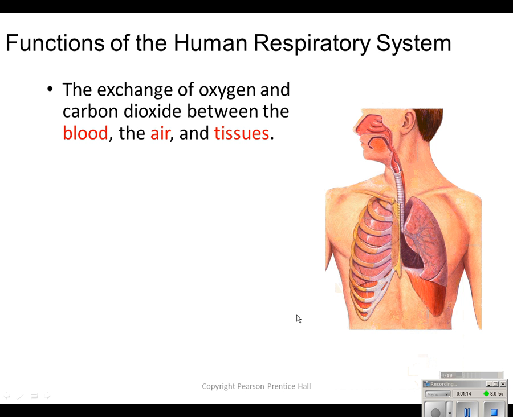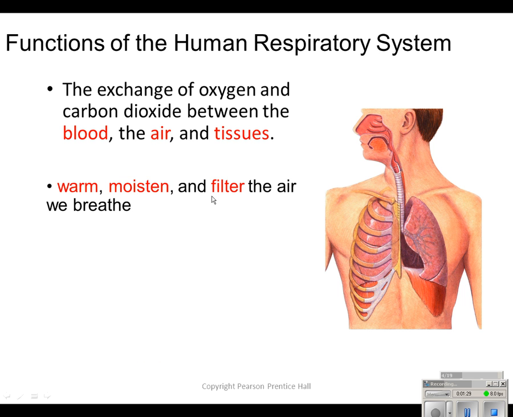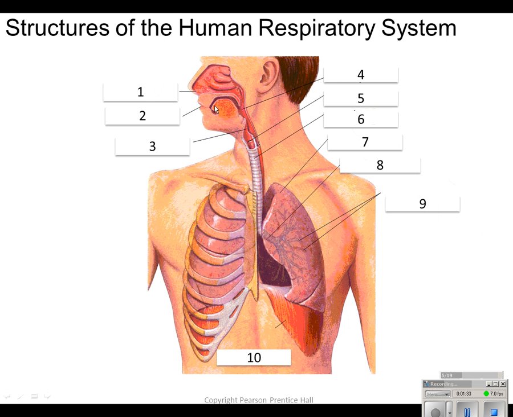The respiratory system not only allows us to breathe so that we have the needed nutrients, but it's really the exchange of oxygen and carbon dioxide between the air, the blood, and the tissues. It's going to warm and moisten as well as filter the air that we breathe. And we can look at all these structures.